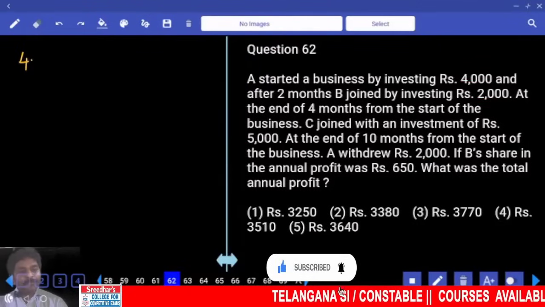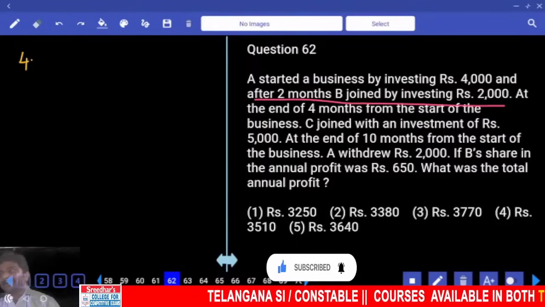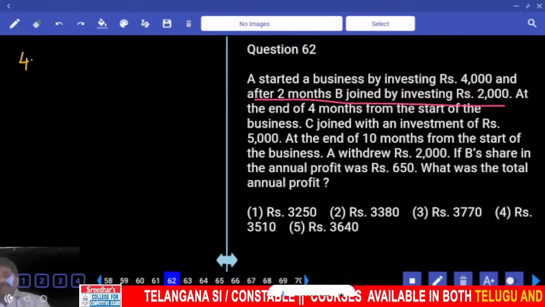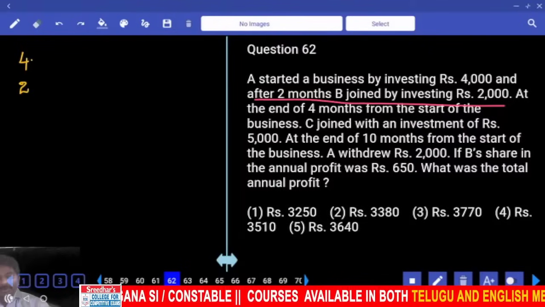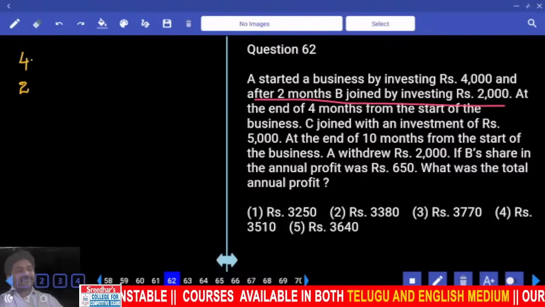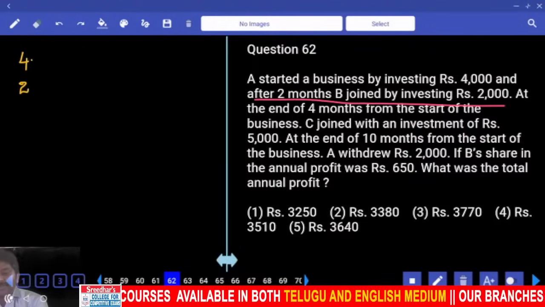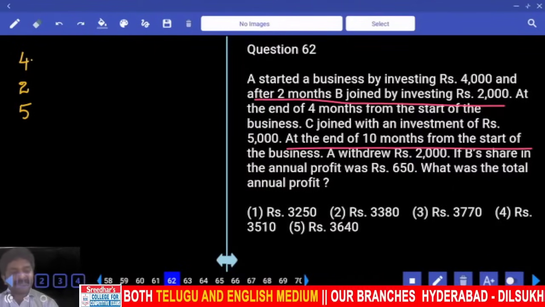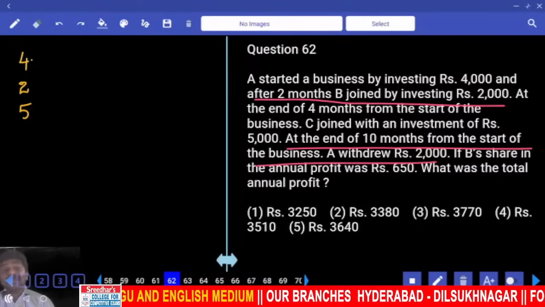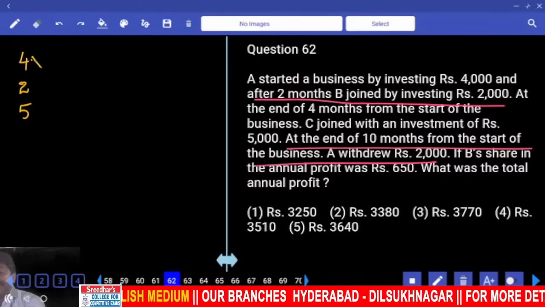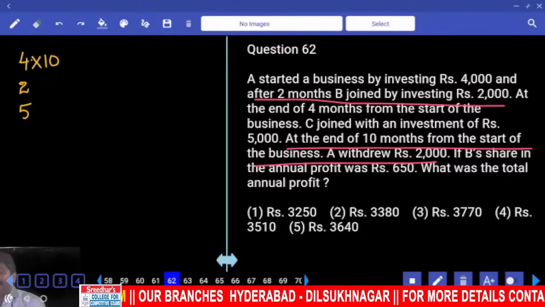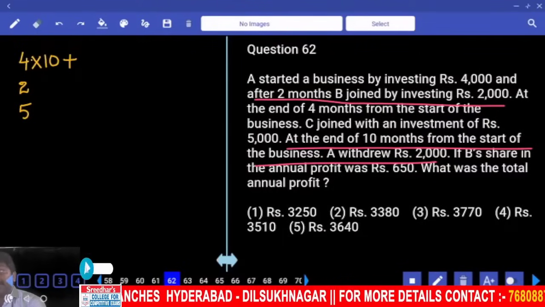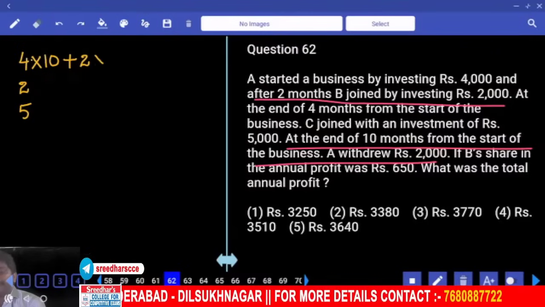Okay. Now, after 2 months from the beginning, B joined by investing 2,000. At the end of 4 months from the start of the business, C joined with 5,000. At the end of 10 months, A withdraws 2,000. So A's initial investment will be there for 10 months. He withdrew 2,000, now you will have 2,000.